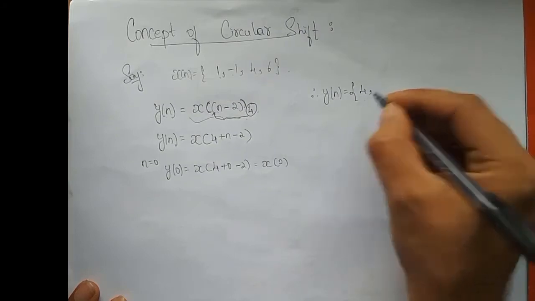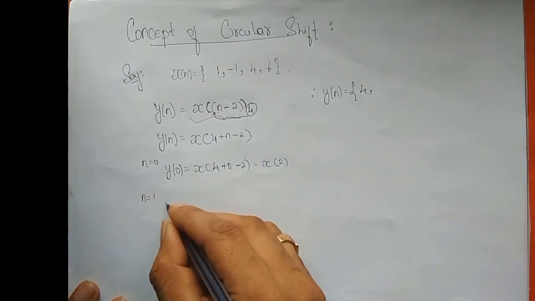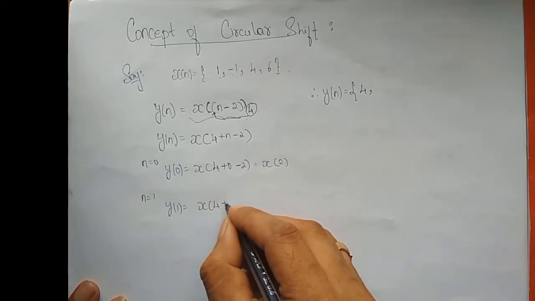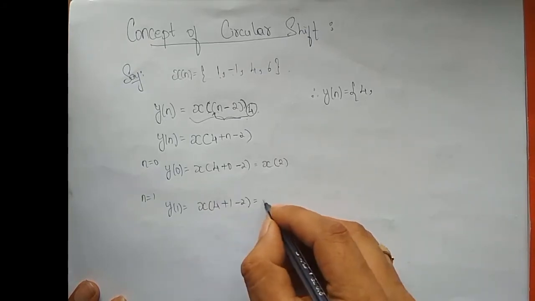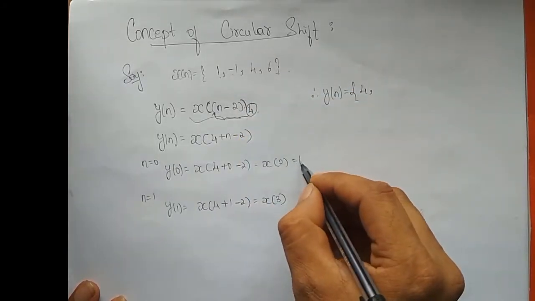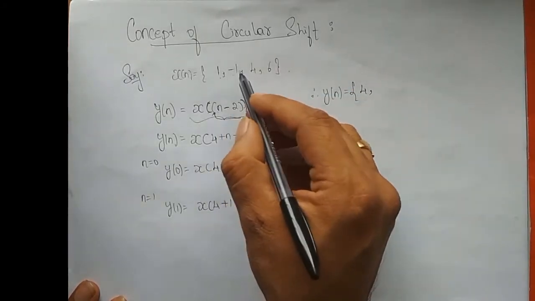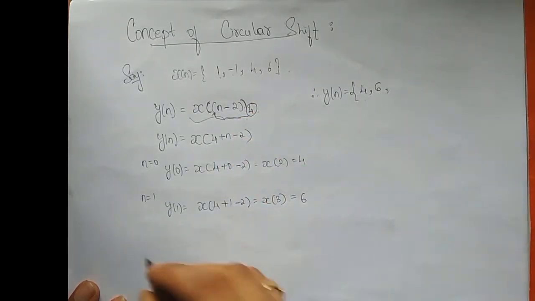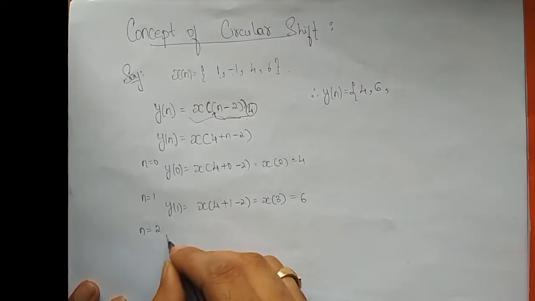It is 4. Now when I put n equal to 1, y of 1 is equal to x of 4 plus 1 minus 2. What is this? This is equal to x of 3. So what is the value of x of 3? This is x of 0, x of 1, x of 2, x of 3. X of 3 is 6, right? So this is 6. Now when I put n equal to 2, what is y of 2?